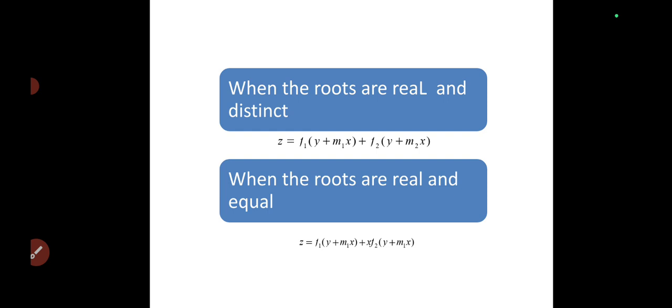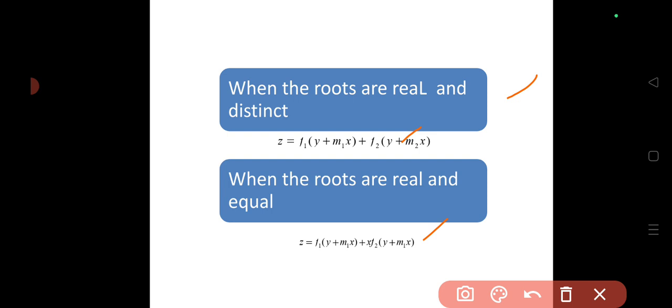So in complementary function, two cases arise. One is when the roots are real and distinct. When the roots are real and distinct, in what form do we have to write the solution? z is equal to f1 of y plus m1x plus f2 of y plus m2x. And whenever the roots are real and equal, what you have to write? z is equal to f1 of y plus m1x plus additionally you have to attach an x before f2, and you should write like this: x into f2 of y plus m1x.